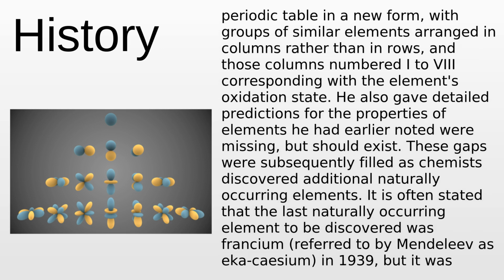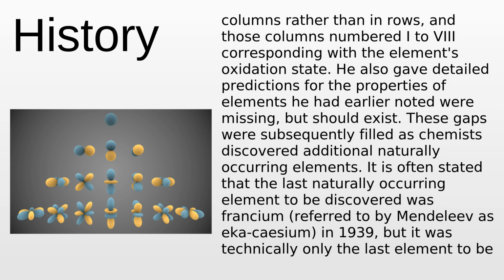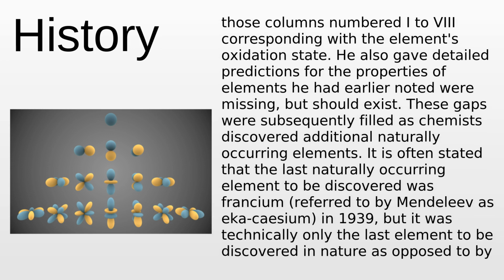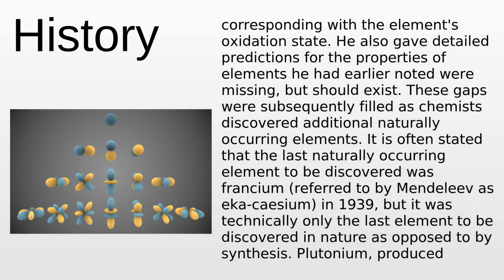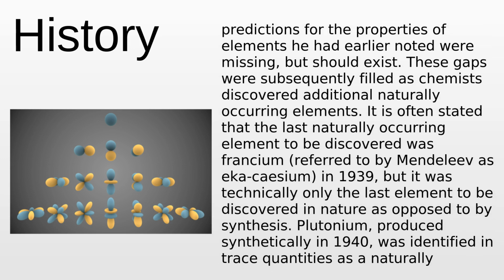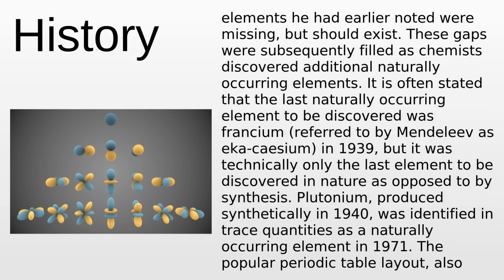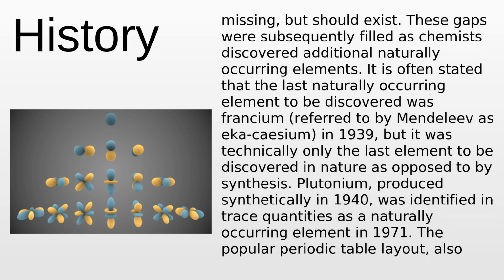columns rather than in rows, and those columns numbered I to 8 corresponding with the element's oxidation state. He also gave detailed predictions for the properties of elements he had earlier noted were missing, but should exist. These gaps were subsequently filled as chemists discovered additional naturally occurring elements.